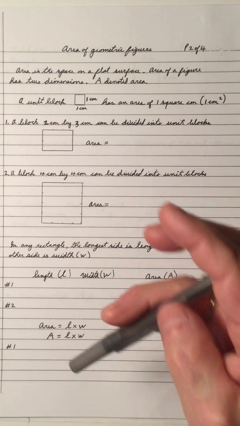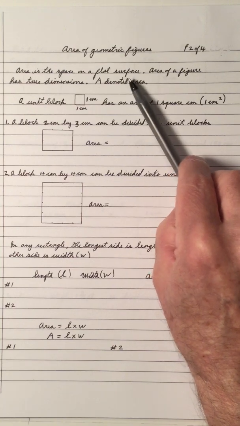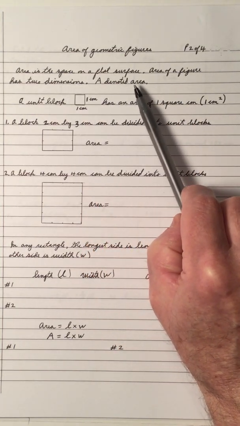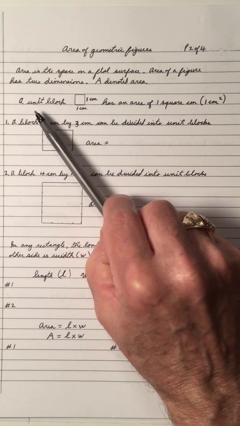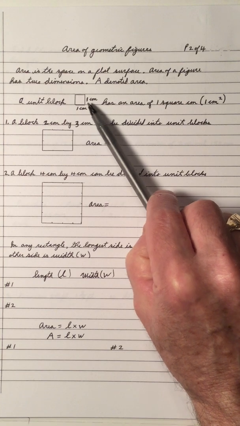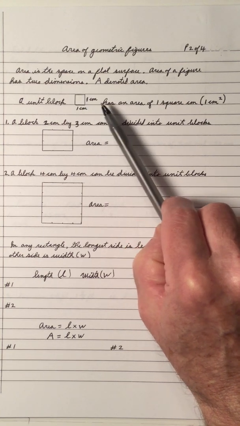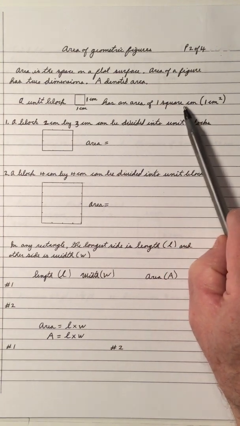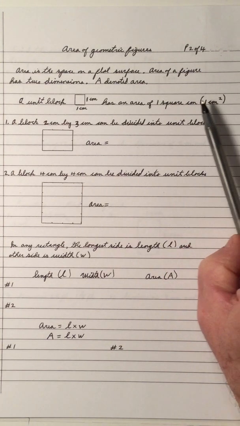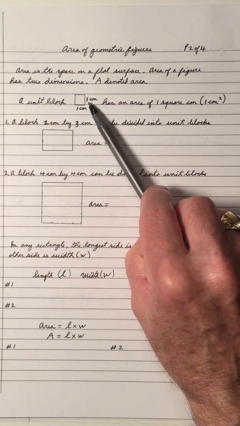Area of geometric figures. An area is the space on a flat surface. The area of a figure has two dimensions, and A denotes area. A unit block is 1 centimeter by 1 centimeter, 1 centimeter wide, 1 centimeter tall, and has an area of 1 square centimeter, or 1 centimeter squared. It has what we call a length and a width.